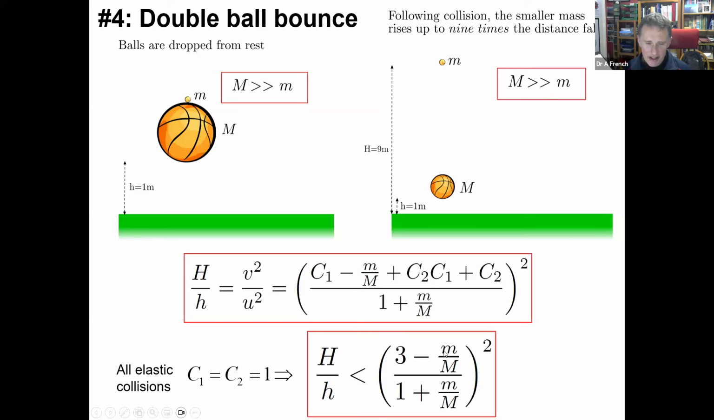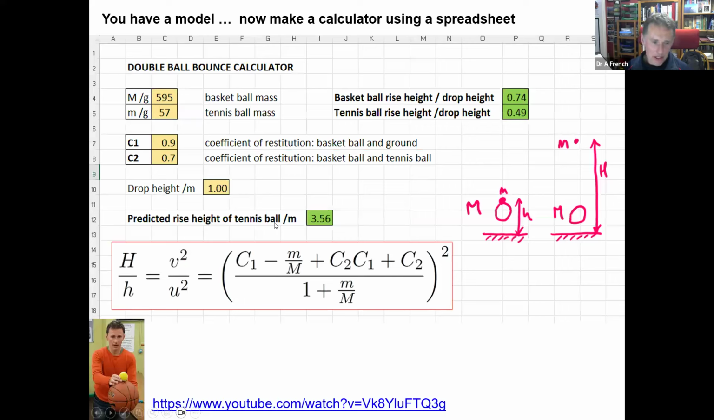And if you take a limit where the mass of the big ball is much bigger than the little ball, then that disappears. You end up with 3 over 1 squared, or 9. So our little ball can rise to 9 times the maximum height. Going through that would be a nice interview question for university, I would suggest. Okay, so what you could do is maybe put that into an Excel sheet.